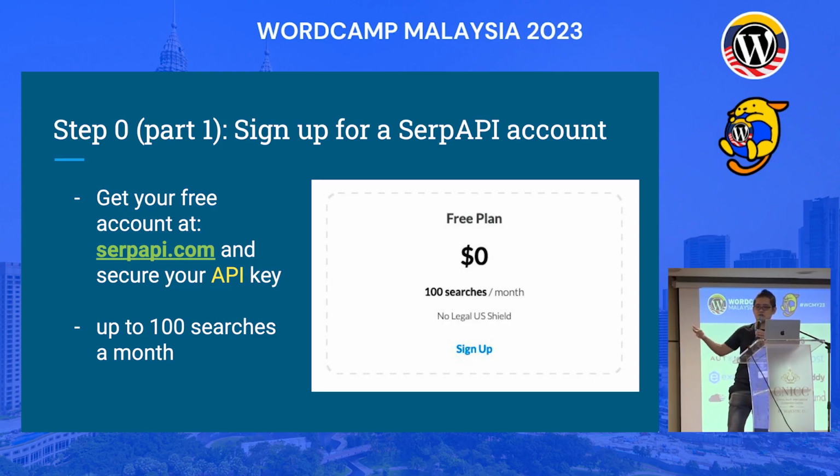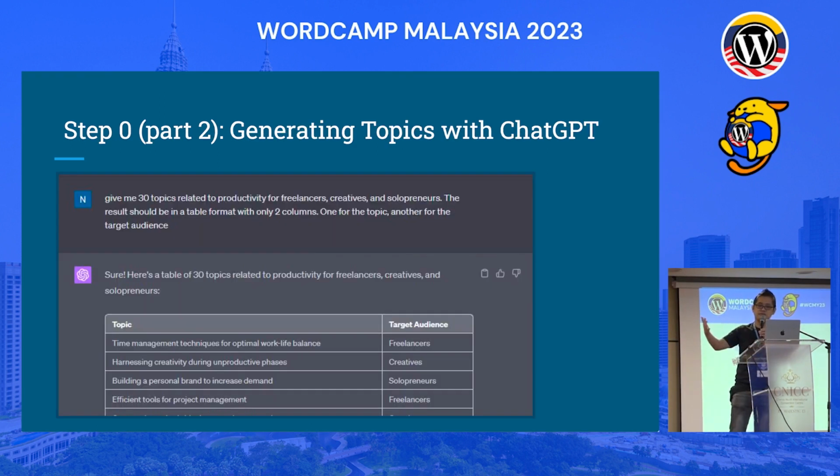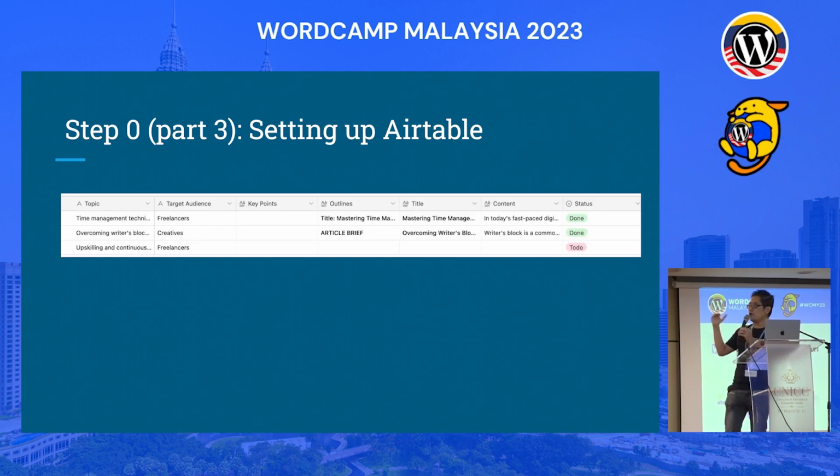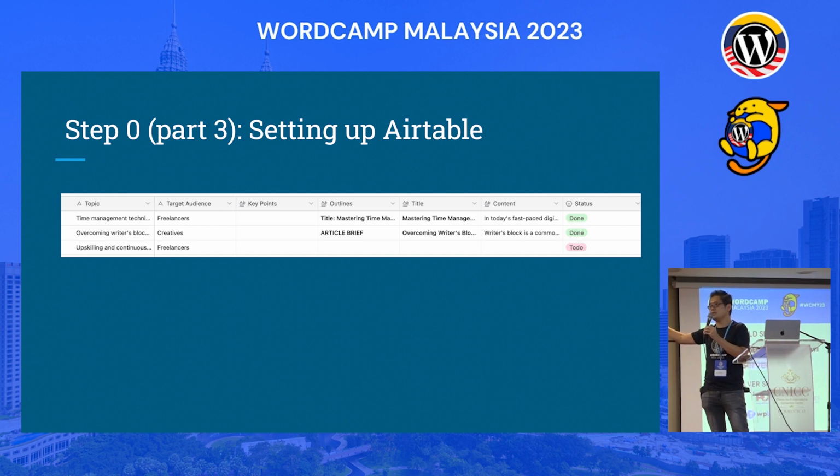So the first thing, of course, is you need to sign up for a SERP API account. You can just get the free one, 100 searches per month. If you're just running one website, 100 searches is more than enough. Then for starters, maybe you can go to the ChatGPT website and ask for 30 topics related to your niche. Once you get that, you want to organize everything in a database. In this example, I'm using Airtable, but an Excel sheet or another database works the same. I basically separate out the topic, target audience, key points, outline, title, content, and the status. The status tells me whether the automation is running or not. To do means something that is yet to be done.